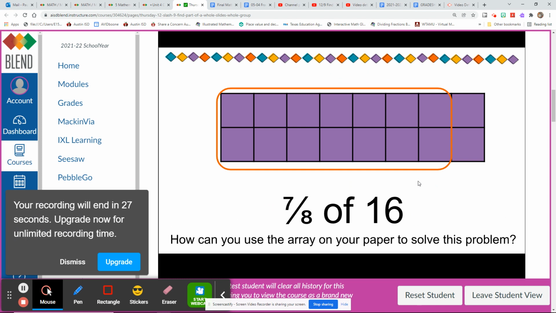7/8 of 16. So first off, how does this help? Second, solve the problem using the algorithm, and then see if you can see the connection between the answer of the algorithm and the picture that you're looking at. It's not dots this time, it's an array, but we can still use the array to solve. Come back and we'll talk about it.